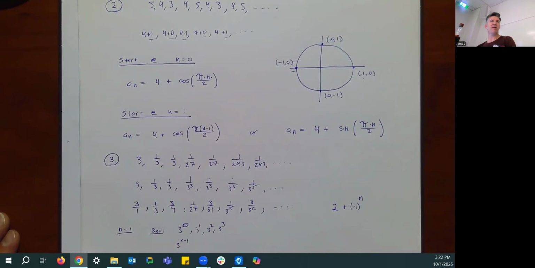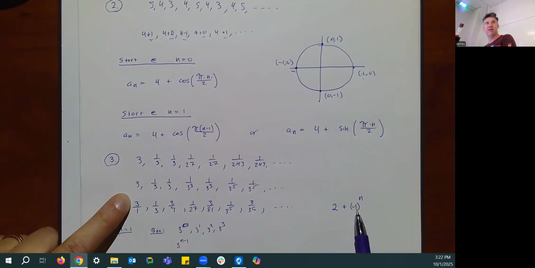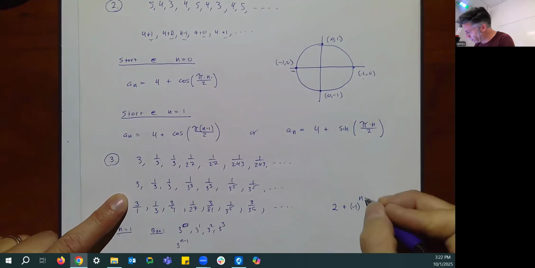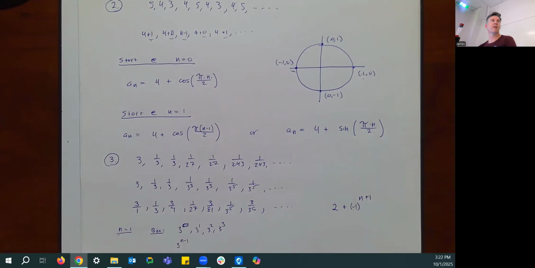Is that going to be right? Let's see, if I start at n equals 1, that's going to give me 2 plus negative 1, which is going to be 1 on top. Oh, I want that instead. But that'll alternate back and forth between 1 and 3 and 1 and 3 and 1 and 3. And you can actually make that work for kind of any two numbers you're alternating back and forth between. Let me show you what I mean in a second.